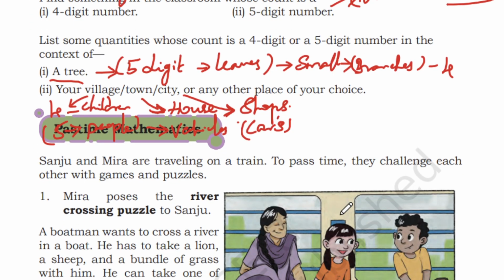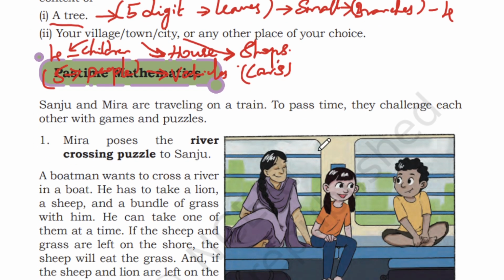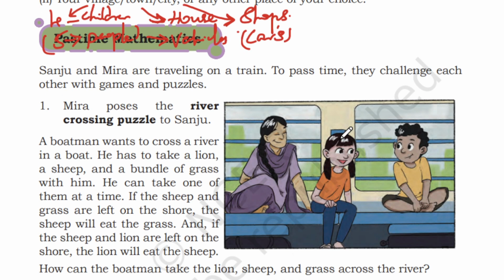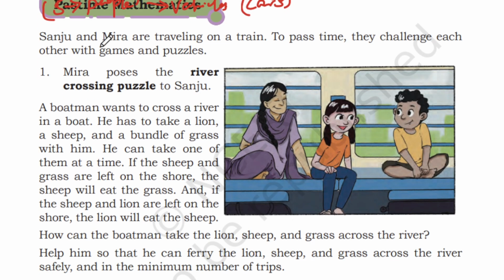Okay. You can list many things, students. In your class, the teacher will ask you to list more than 3 to 4 in 4 digits and 5 digits. You can imagine and write if you get a few more also. Okay, next we have Sanju and Meera traveling on a train to pass time.